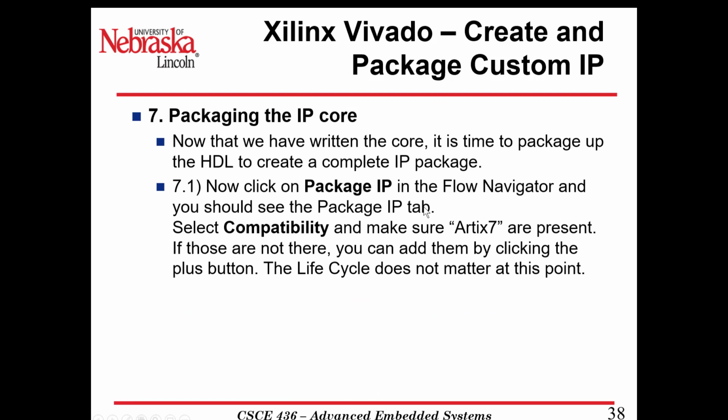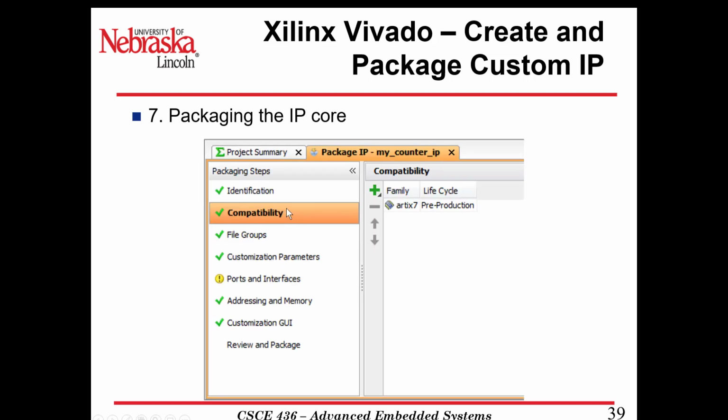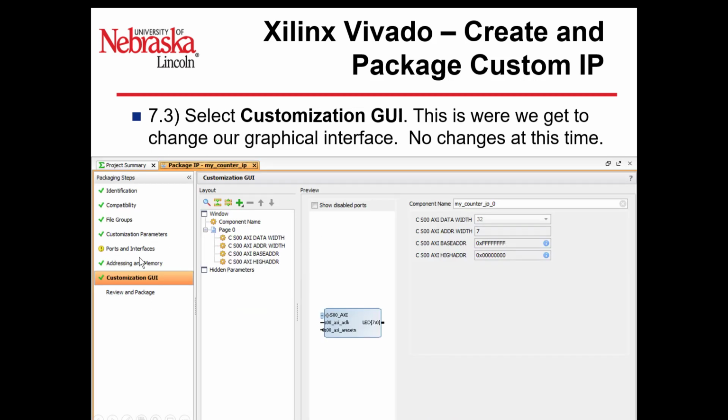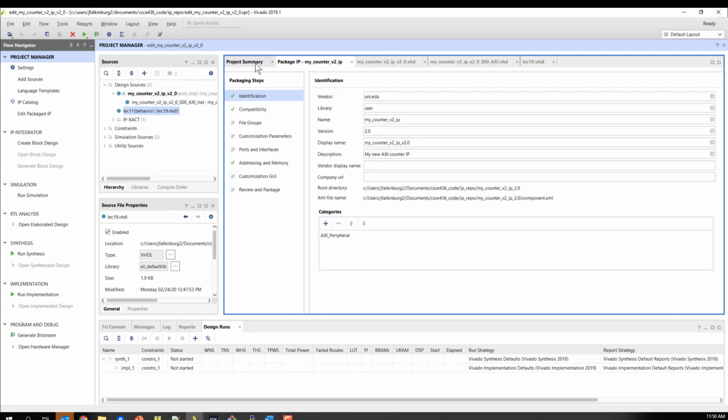Then we need to package the IP core. When we're doing this, you're going to be selecting a few things. Select on compatibility, Artix-7. As you go along, you're going to merge the changes from the customization parameters wizard. And we're going to process through each of those values to get down to the GUI. And the GUI should show the LEDs coming out, and then the AXI connections on the left. And I'm going to show you how that does.